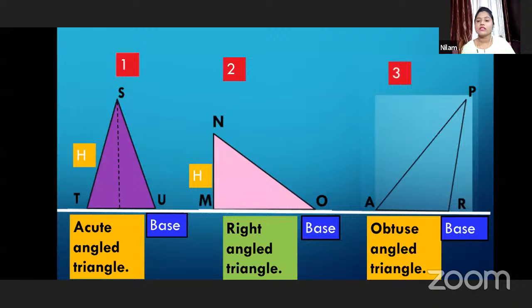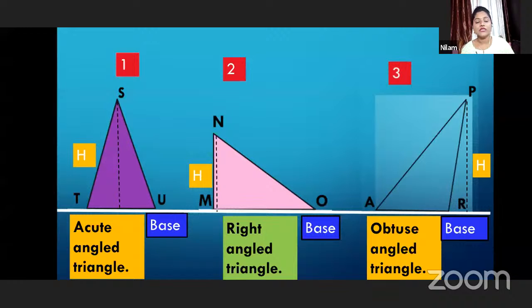Okay. In the second triangle, that is the right angle triangle NMO, NM is the height which is on the side of the triangle. See, in the acute angle triangle, the height is inside the triangle, and in the right angle triangle, the height is on the side of the triangle. Okay. See in the third triangle children, you can see the height is outside the triangle, as that is the vertex which is the tallest point, and the line is drawn perpendicular to it, touching the floor.